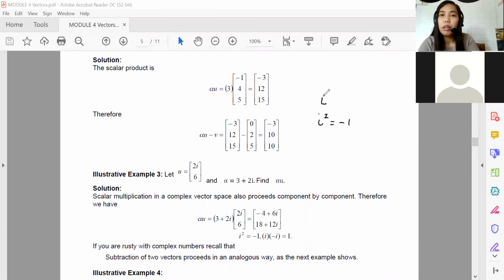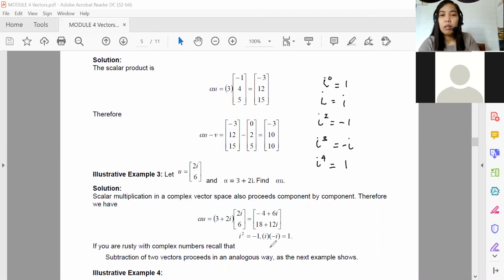Of course, i to the power of 0 is equal to 1. i cubed is i squared times i, so negative 1 times i, that's negative i. i to the 4th power is i squared times i squared, which is equal to 1. And continue the process. Basta ganun siya sa power of i.